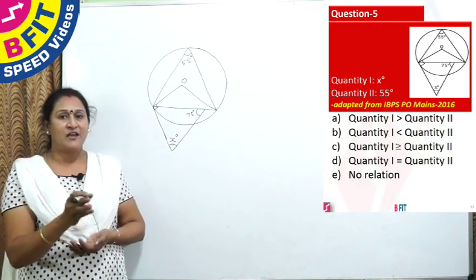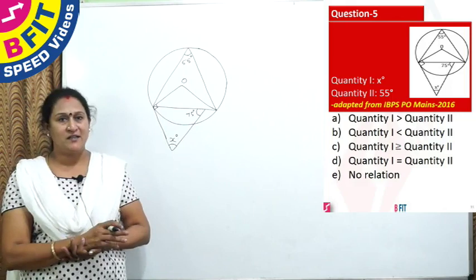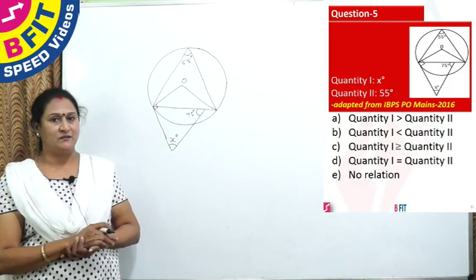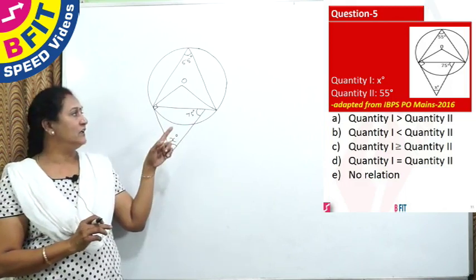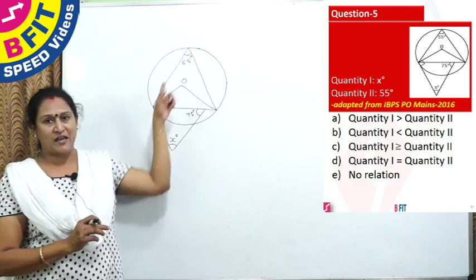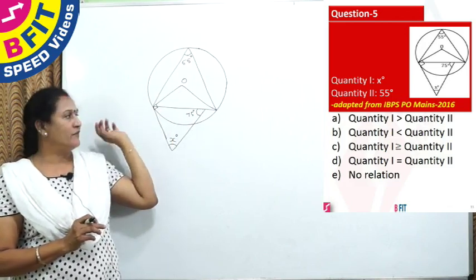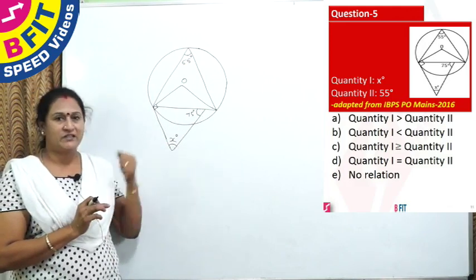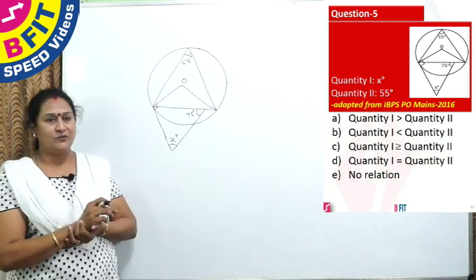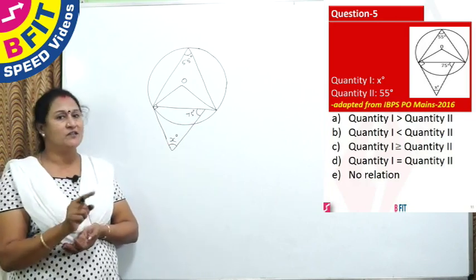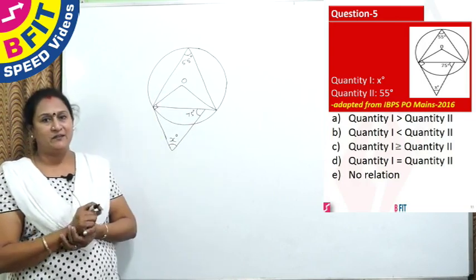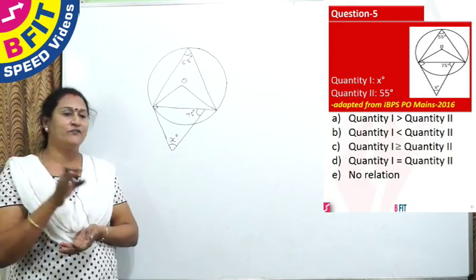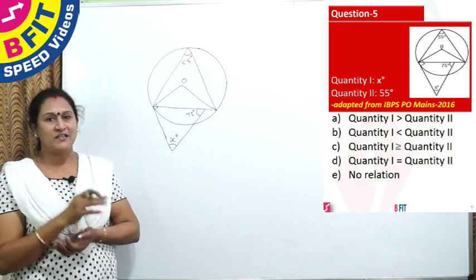So before us we have a question with circles and triangles, and quantity 1 and 2 are given. We have to solve for quantity 1. Here we have a circle and in this circle is inscribed a triangle, and angles are given. And we have a triangle which lies outside the circle also, and the x value is here. Finding this x value is quantity 1. Quantity 2 is given as 55 degrees. So we have to see if this x is lesser than 55, more than 55, or equal to 55. Now we'll see the working.